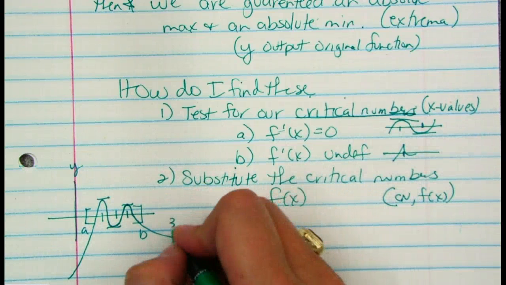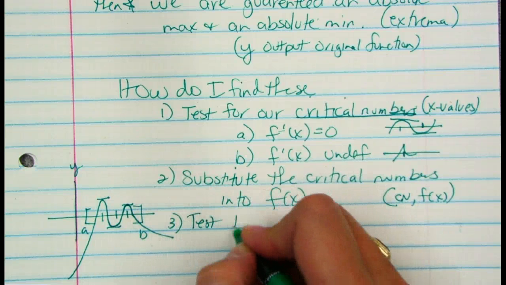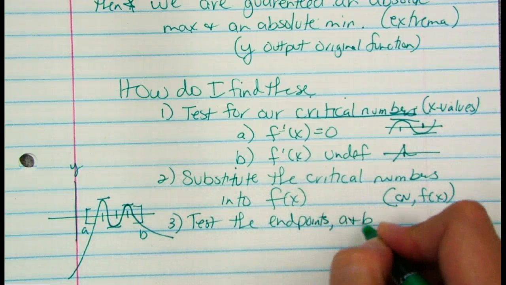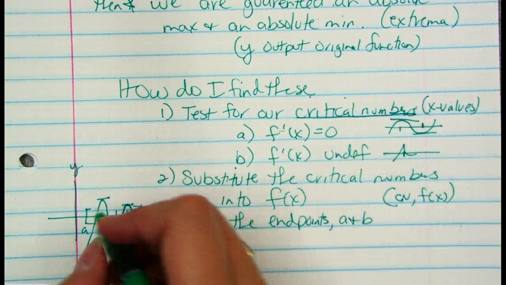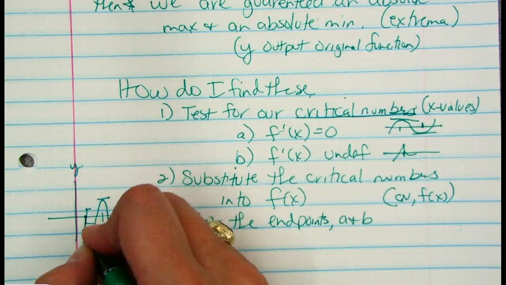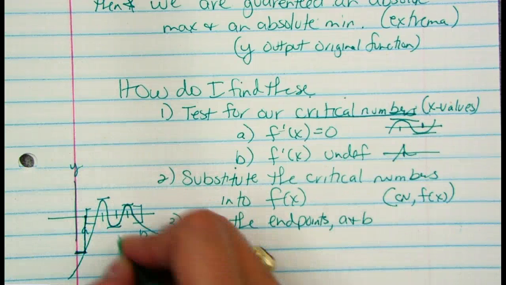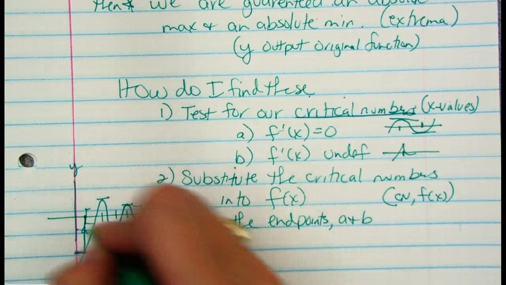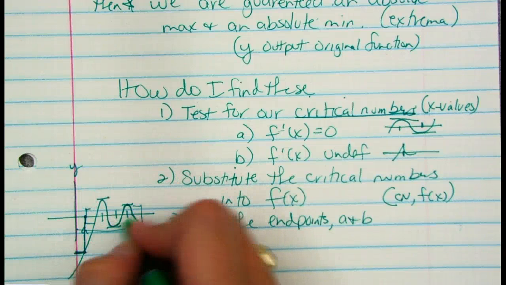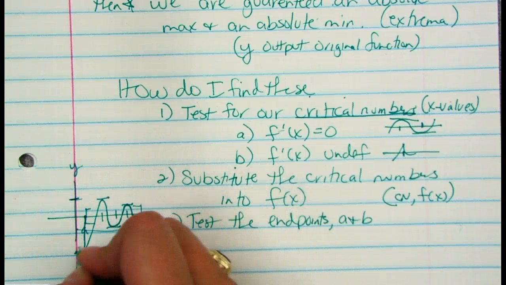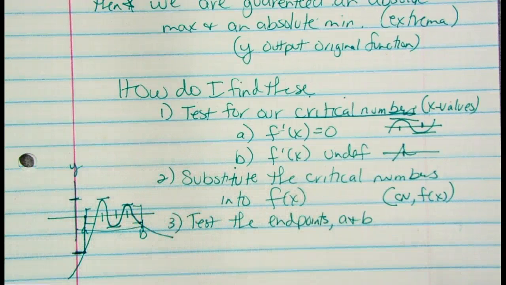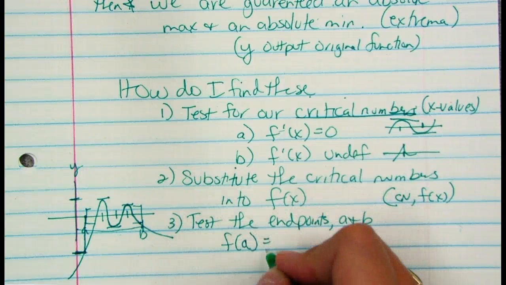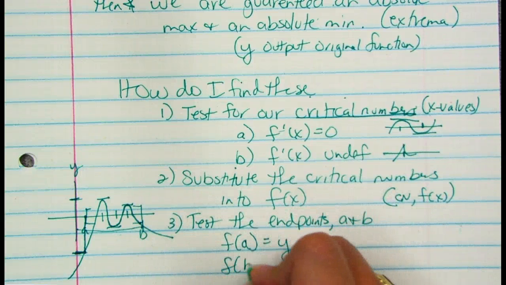But the next thing I need to do is test the endpoints, which are my a and b. What am I testing for? To see what that y value is. Plug it into the original equation. So let's see, that would be this one. Oh, that's much lower. And right here at the end. So my absolute max in this picture is here, and my absolute min is here, and that comes from the endpoint values. So test the endpoints a and b. In other words, substitute them back into the original equation and see what y I get on both of them.